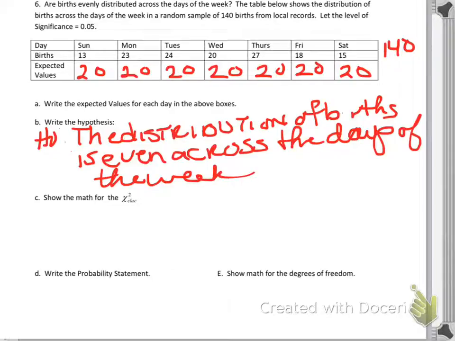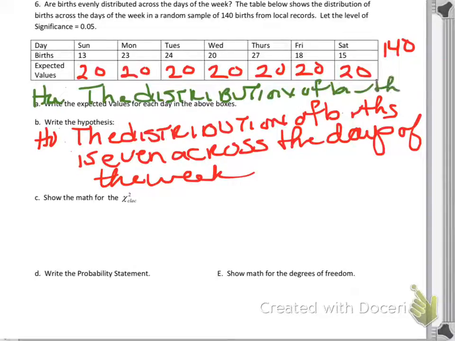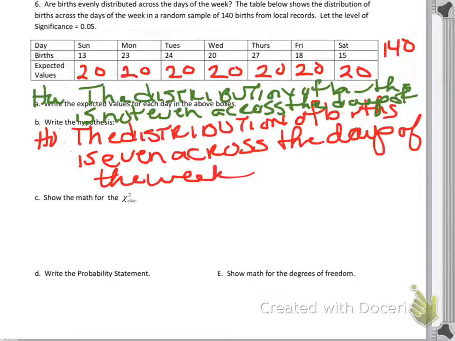All right, and let me just go write my HA in a different color. And that is going to be the distribution of births is not even across the days of the week.